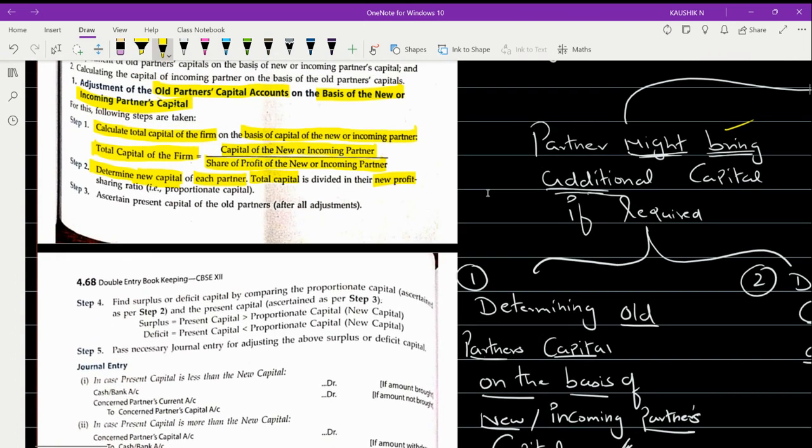Okay. Step 3 is very simple. Now you find out what is the actual capital balance. So ascertain the present capital of the old partners after all the adjustments.